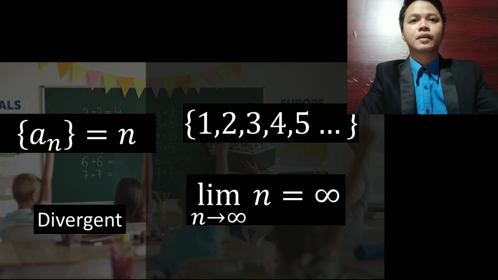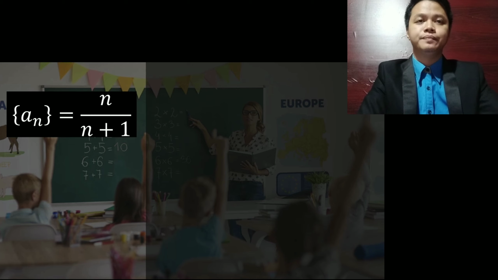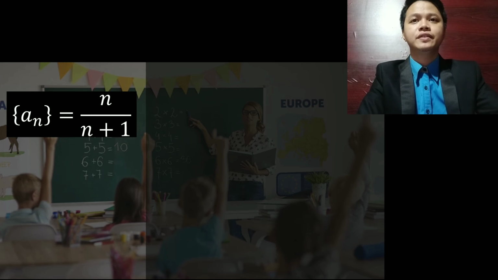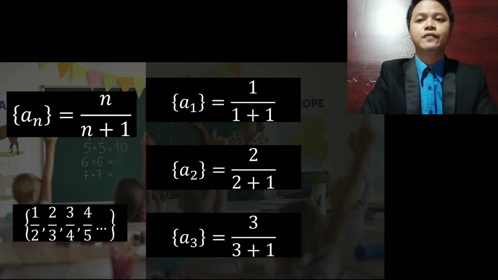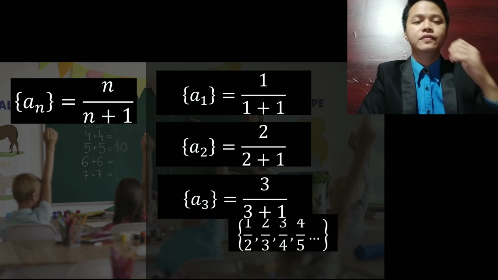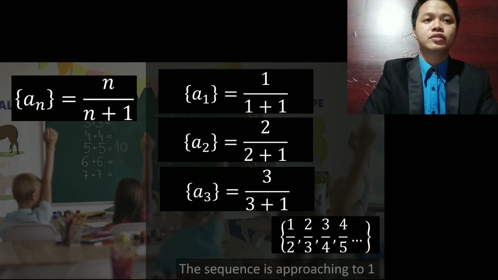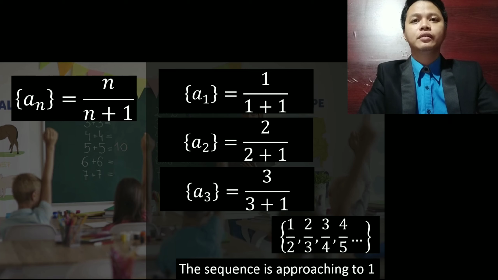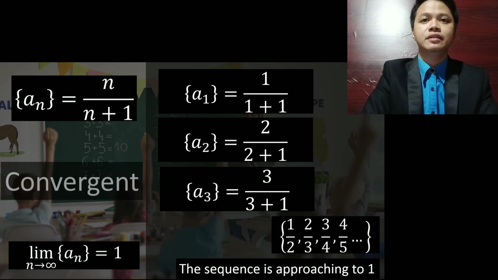Now, take a look again at this example, n over n plus 1. Given this specific sequence, we have the terms 1/2, 2/3, 3/4, 4/5, and so on. Now, as we can see, the sequence formed by this given sequence is approaching 1. Therefore, the limit is equal to 1. Thus, this sequence is convergent.